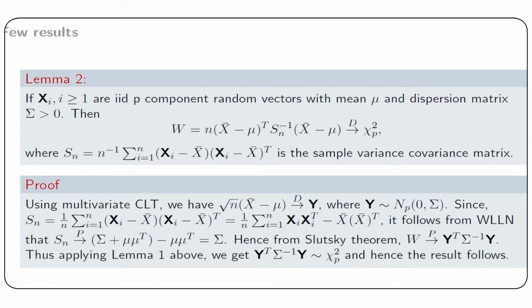Hence, from Slutsky's theorem, we get that W converges in distribution to a random variable which is defined as Y transpose sigma inverse Y. Then applying Lemma 1 as we have discussed earlier, we get that the quantity Y transpose sigma inverse Y is distributed as a chi-square variable with p degrees of freedom, and therefore we get the result.